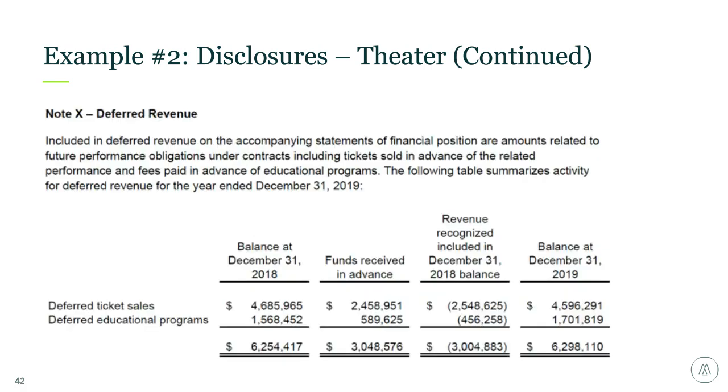And here is the deferred revenue footnote, which shows a roll forward of the deferred revenue balances for ticket sales as well as educational programs.